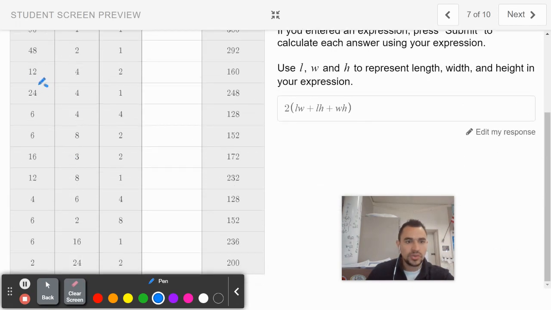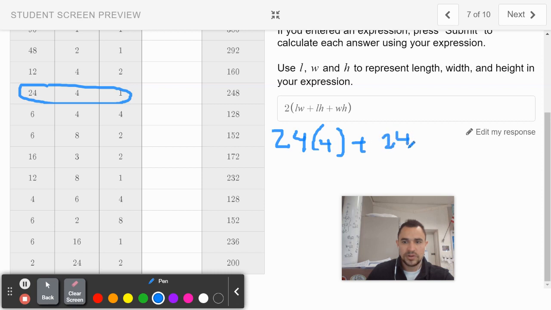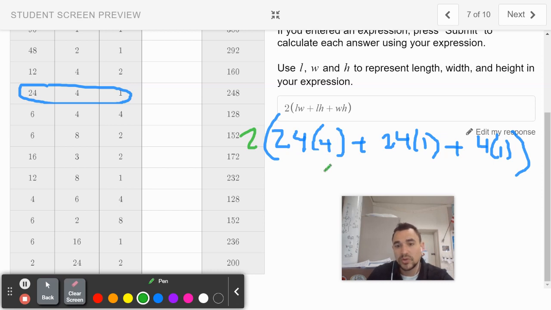Let's go ahead and do this one right here. So let's say 24 times 4 plus 24 times 1 plus 4 times 1. And then all of this is going to be times by 2. So 24 times 4 is 4, 8, 12, 16, 96, plus 24 plus 4.